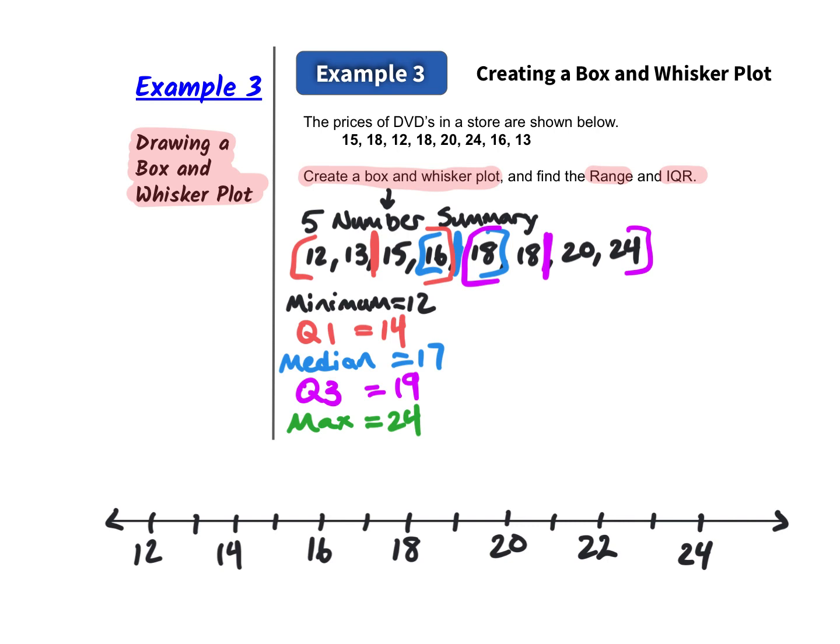What we're going to do is put vertical lines for each of our 5-number summaries. So at 12, I'll put a vertical line. At Q1, I'll put a vertical line. At my median, I'll put a vertical line, and so on and so forth here.